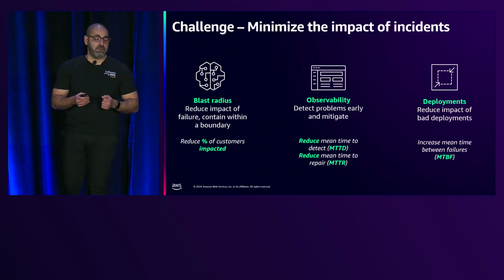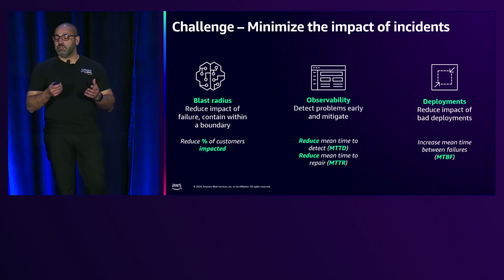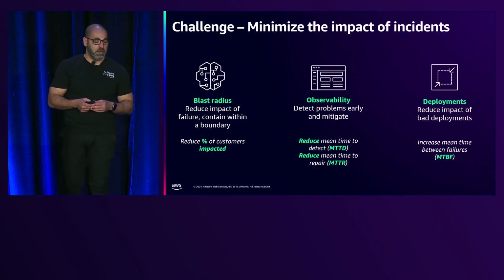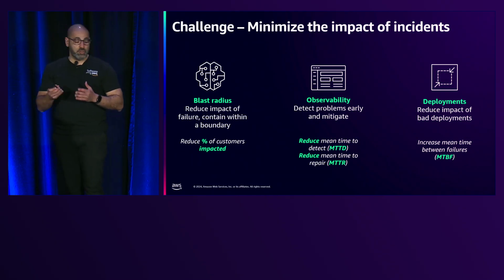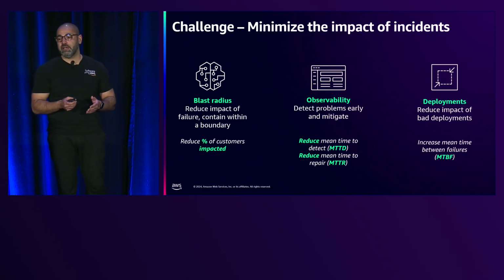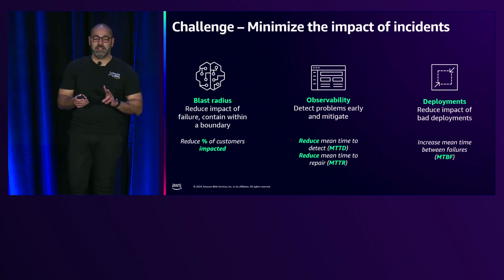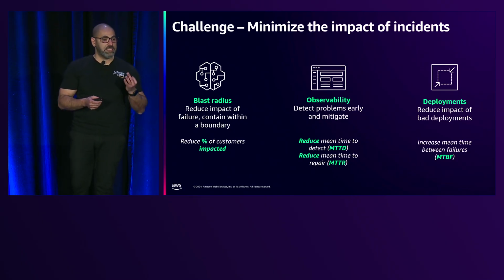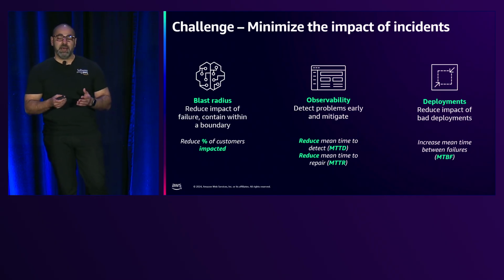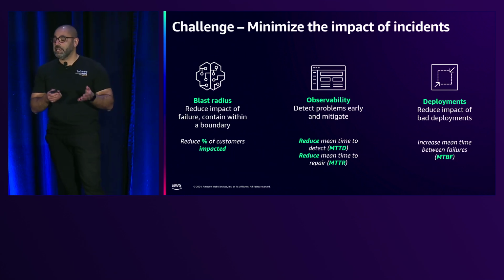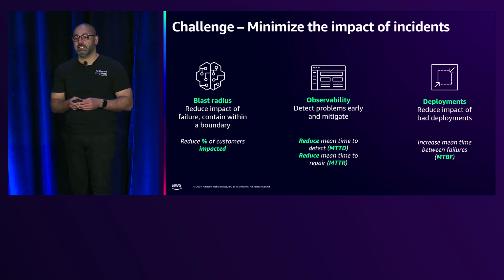Second is observability, which is the ability to detect problems early and mitigate them. What we're trying to do here is reduce the mean time to detect and the mean time to repair. These are two very common metrics in the field of resiliency. And then there's deployments. How do we reduce the impact of a bad deployment when you're pushing out code to your infrastructure? And what we're trying to do here is increase the mean time between failures.